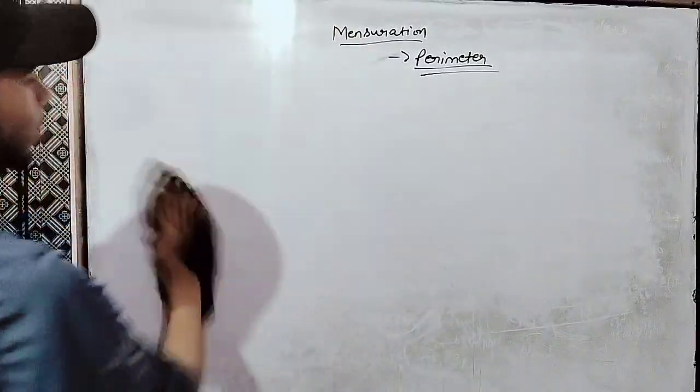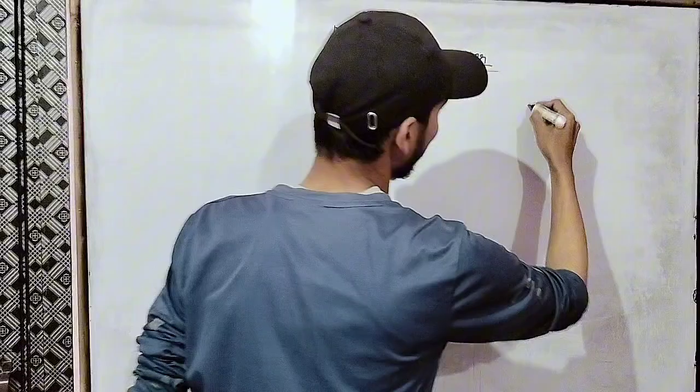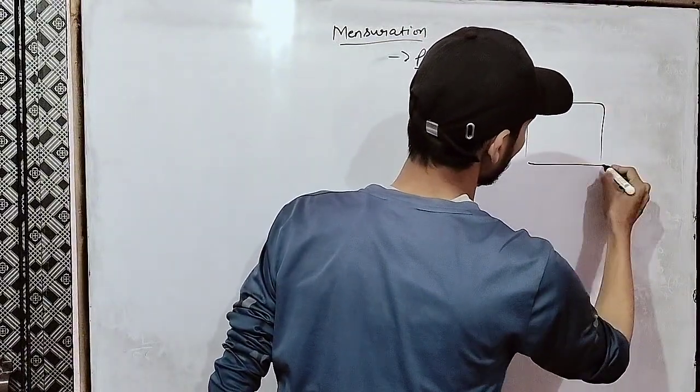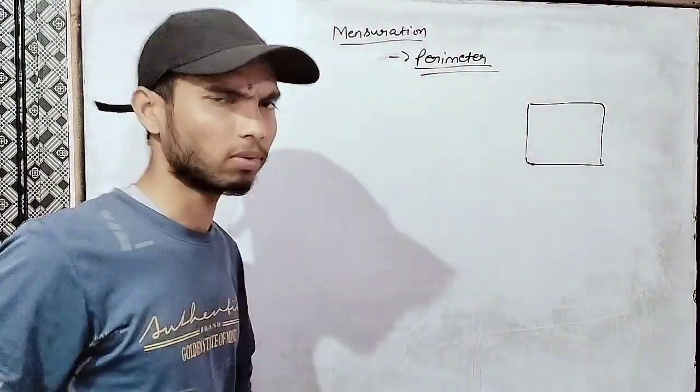Now let's take... what? We have a square, which is a 2D shape.